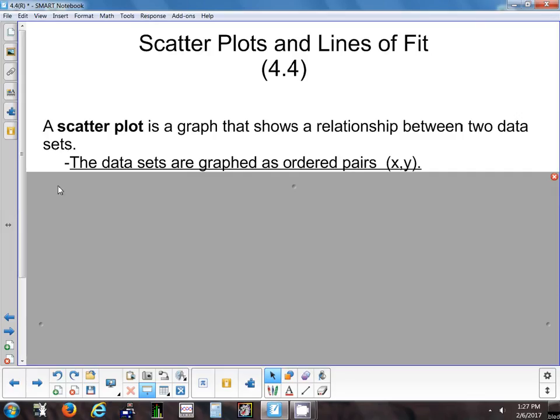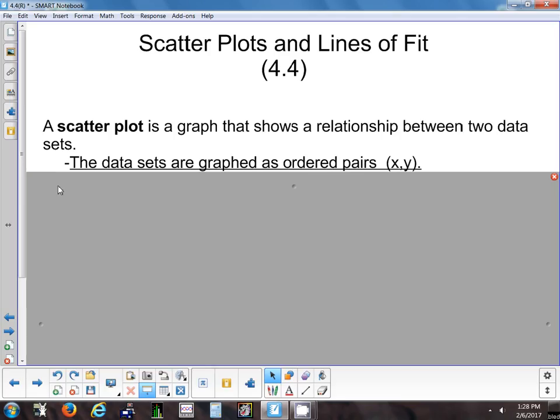The first thing is that you're going to be given a table, or a set of data. Basically, that table that they give you is like ordered pairs. When you make a scatter plot, you're basically graphing a bunch of points. So you're graphing a data set as an ordered pair. You need an x value and you need a y value.